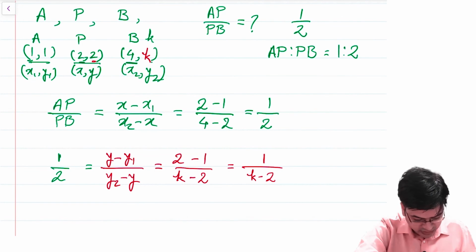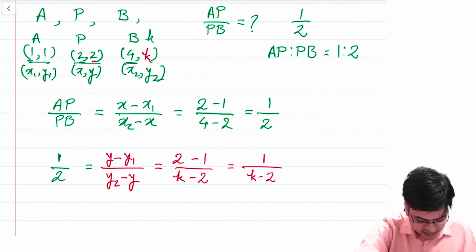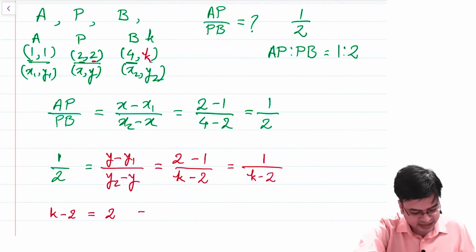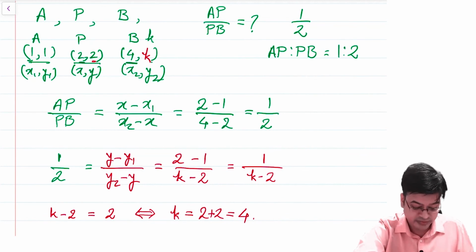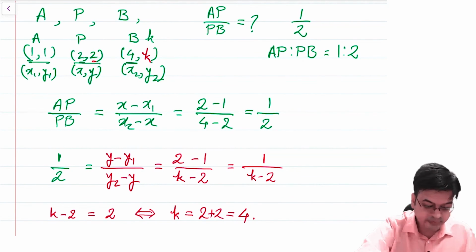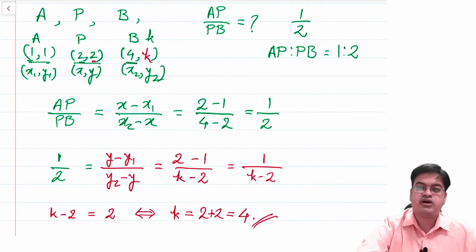So what I will do is I will simply take this as 1 upon 2, so just multiply both sides by k minus 2, and 2 times 1 equals k minus 2, you will get this to be equal to 2, and that simply forces me to say k is equal to 2 plus 2, which is equal to 4. So I got the answer, right? So this is how you will solve all 3 kinds of problems related to section formula. That's all for now.